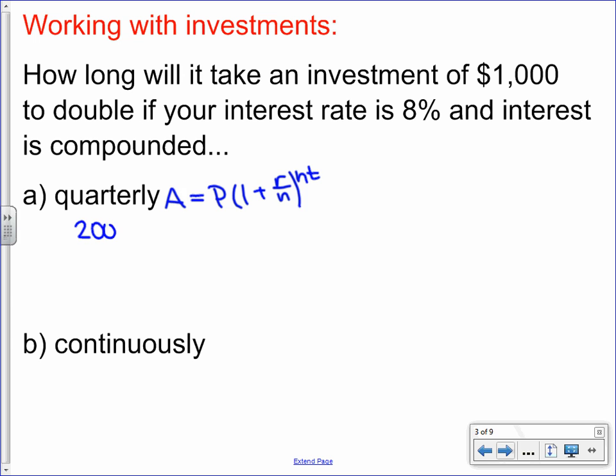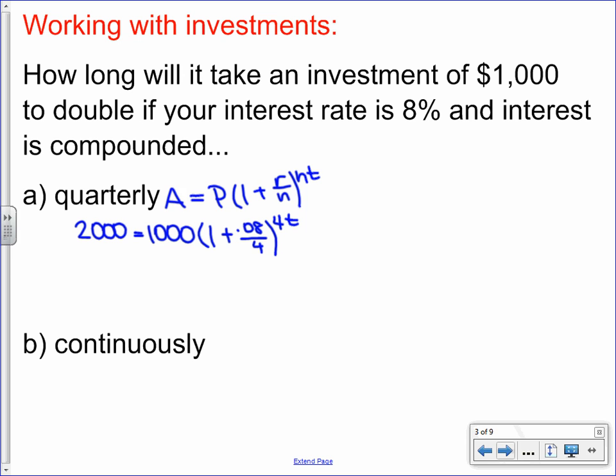All right, so in this information, what is A? We are ending with $2,000 because we want our money to double. We are beginning with how much? 1,000, so that's P. Our rate? 0.08. N? Quarterly is 4 times a year. And then we're finding out the time.